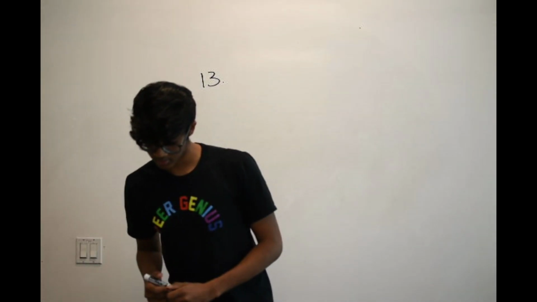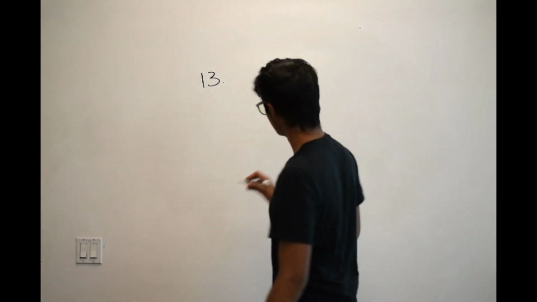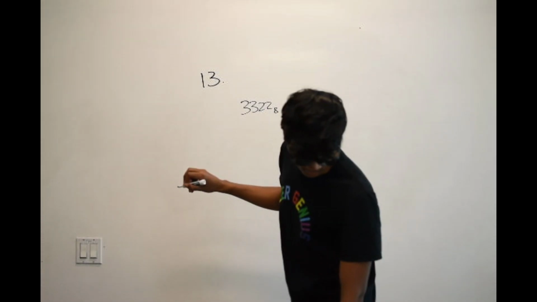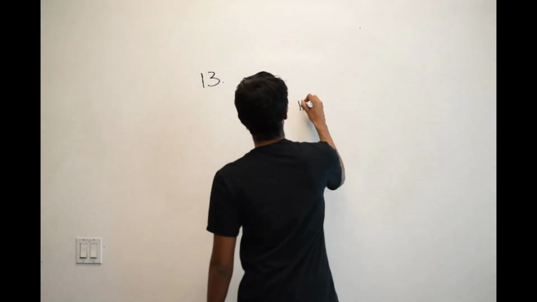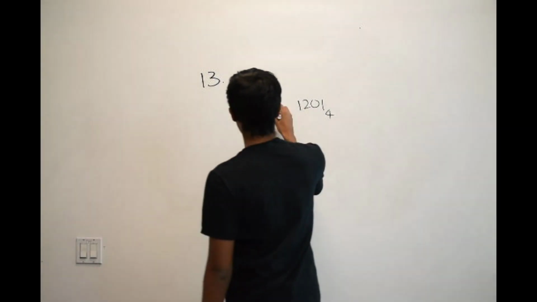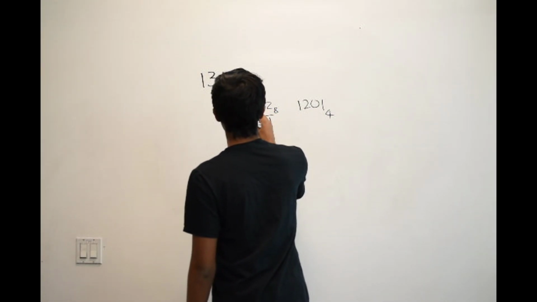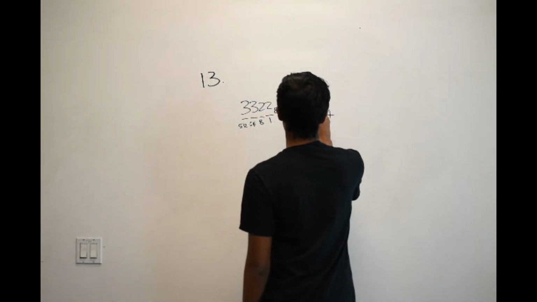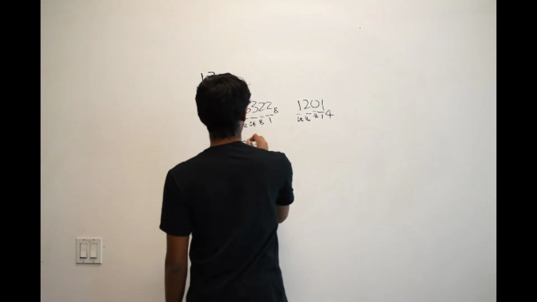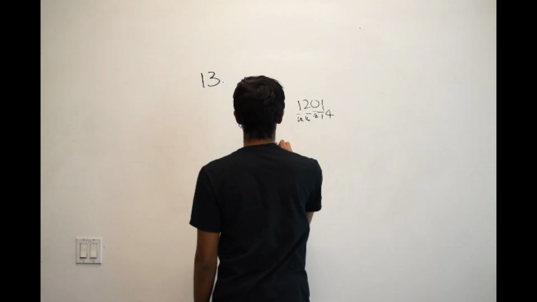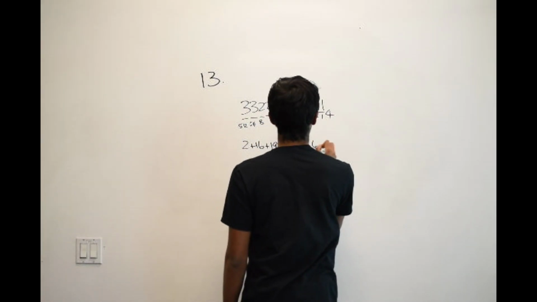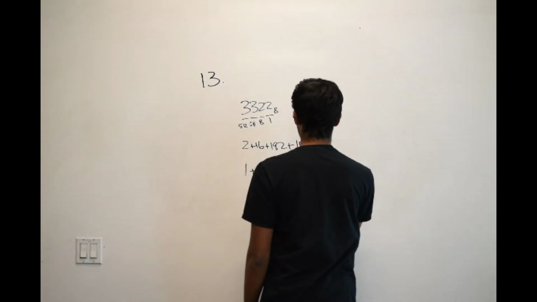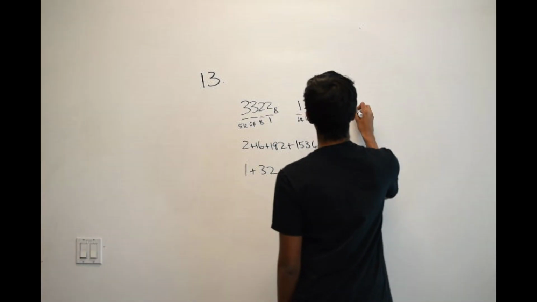So, okay. Pretty much, this is kind of like a bash problem. So with 3322 base 8 and 1201 base 4, what I did is pretty much convert everything into base 10. So this is going to be 2 plus 16 plus 192 plus 1536. And this is going to be 1 plus 32 plus 64, which is 97. I'm just going to add this out.